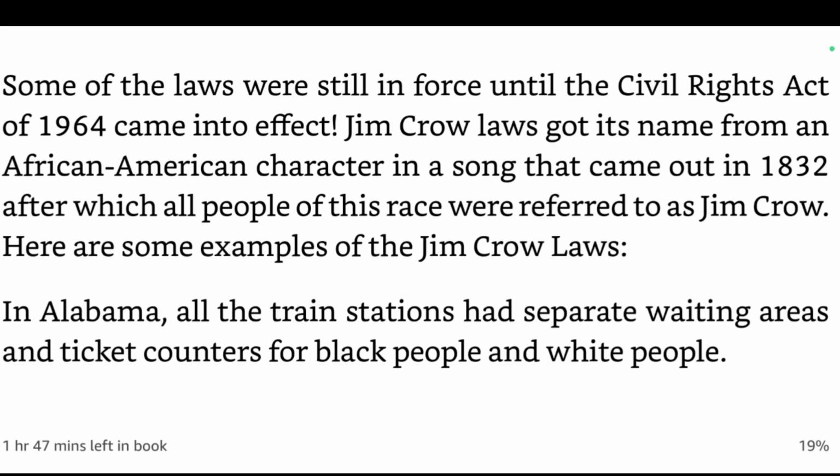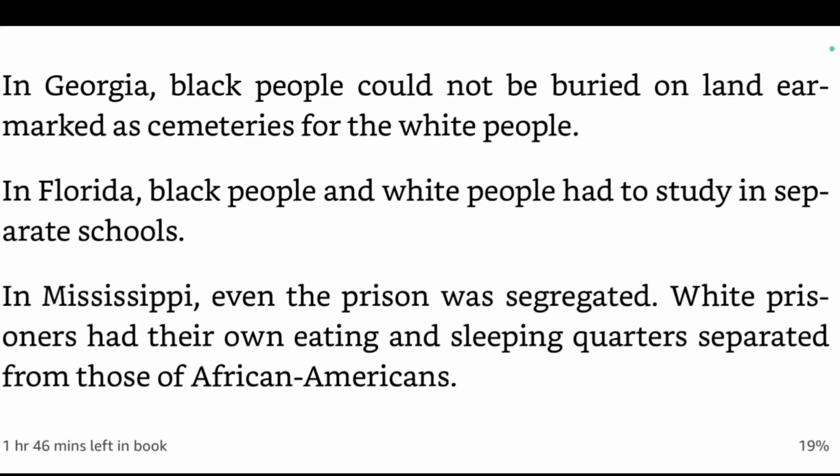In Alabama, all the train stations had separate waiting areas and ticket counters for black people and white people. In Georgia, black people could not be buried on land earmarked as cemeteries for white people. In Florida, black people and white people had to study in separate schools. In Mississippi, even the prison was segregated. White prisoners had their own eating and sleeping quarters separated from those of African Americans.